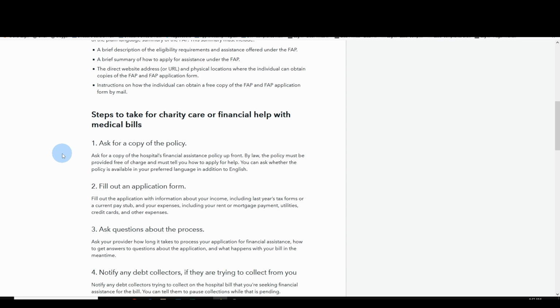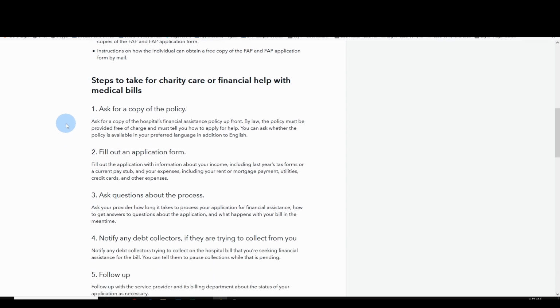Steps to take for charity care or financial help with medical bills. Ask for a copy of the policy. Ask for a copy of the hospital's financial assistance policy up front. By law, the policy must be provided free of charge and must tell you how to apply for help. You can ask whether the policy is available in your preferred language in addition to English.